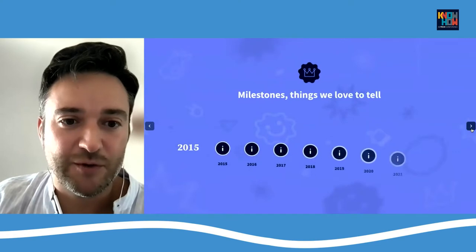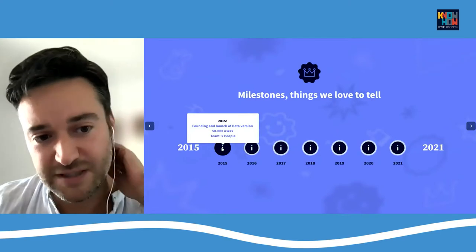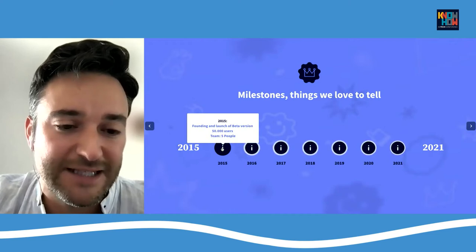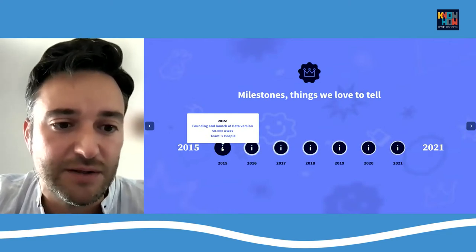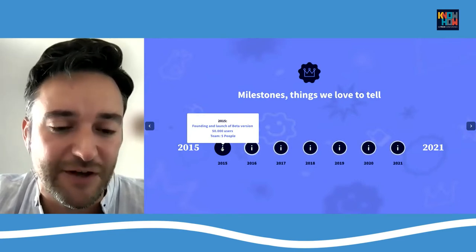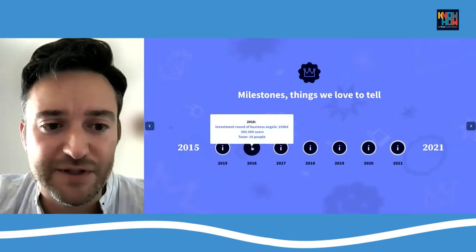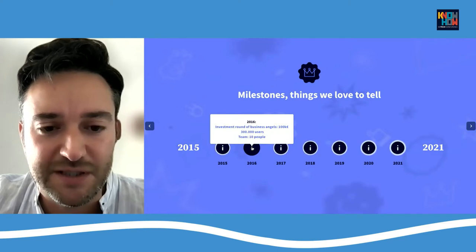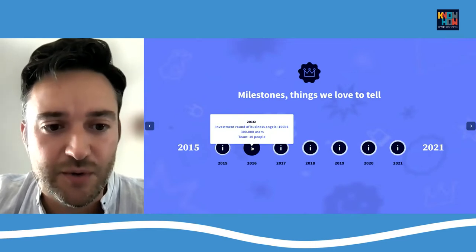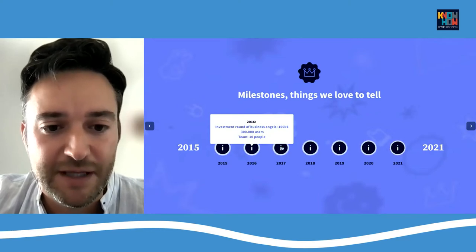Well, speaking a little bit of our story, we started in 2015. We founded the company and launched our beta version. And in that year, we got the first 50,000 users. Our team was five people by then. In 2016, we did our first investment round of business angels for 100,000 euros. We already had at that time 300,000 users with a team of 10 people.